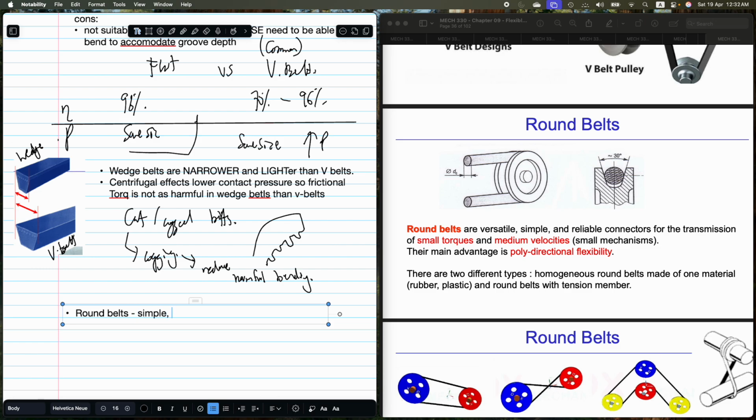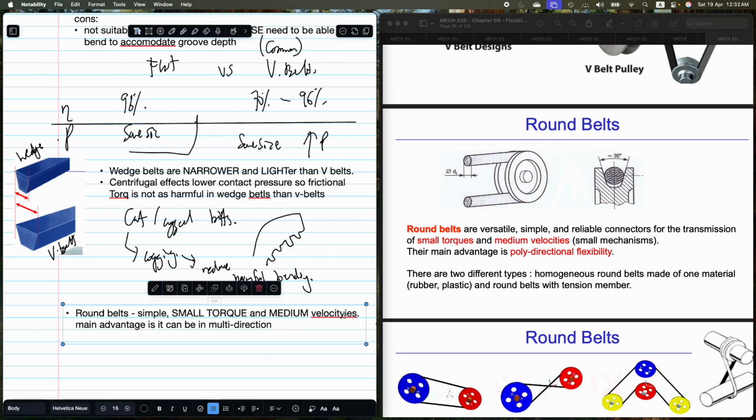They're simple for small torque and medium velocities. Main advantage is multi-directional, so it can be in multi-direction. Okay, there we go. All right, velocities. All right, let's correct that.